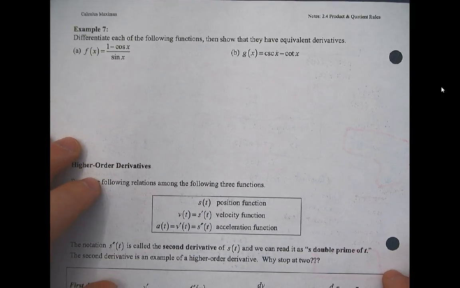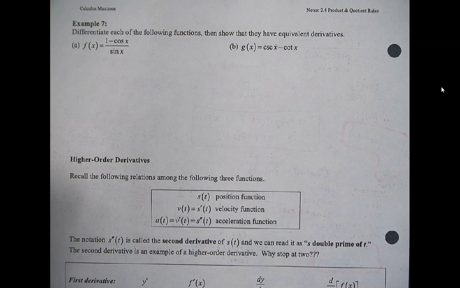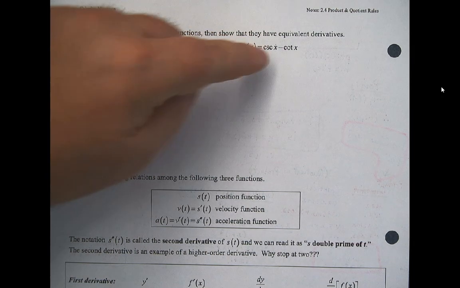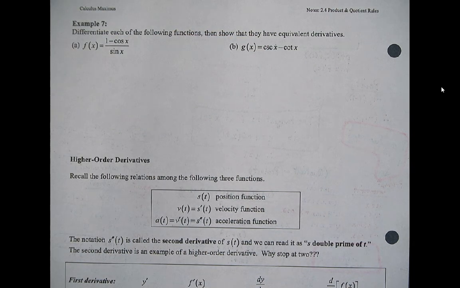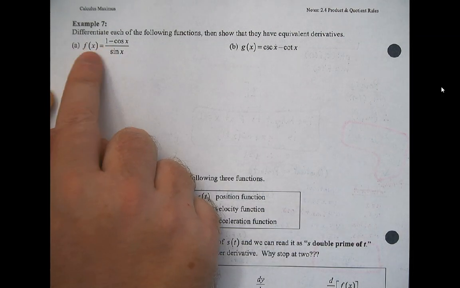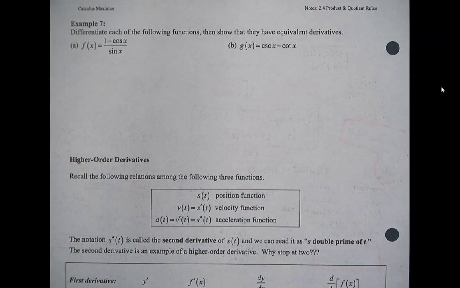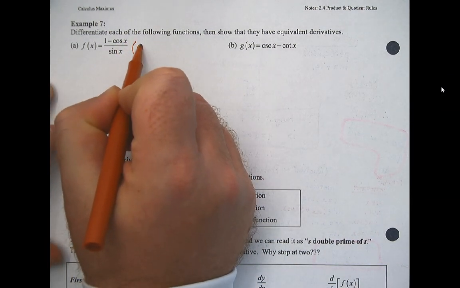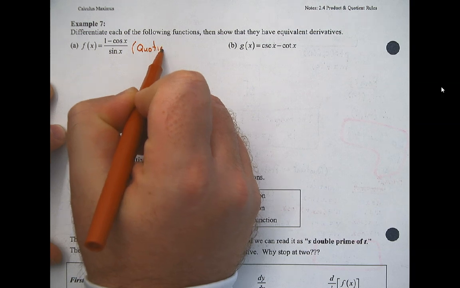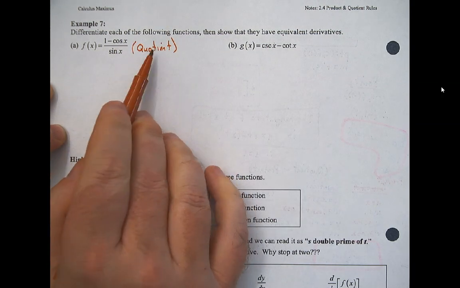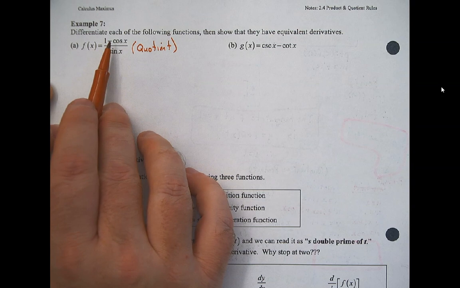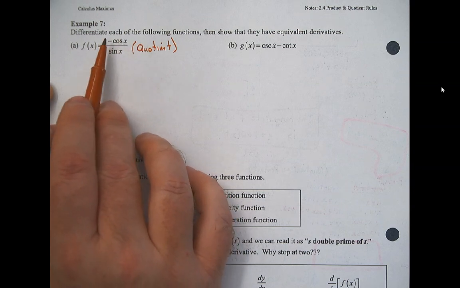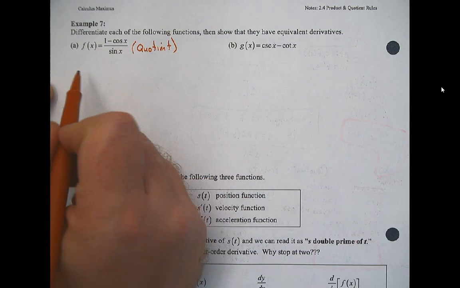All right, differentiate each of the following, then show how they have equivalent derivatives. So they're saying that these two things actually have the same derivatives. Well, let's go ahead and derive this. So pause it. We've had enough practice. Pause it and derive this. Okay, overall, this is a quotient rule. Now, technically, it's a quotient with a sum, but I don't talk about the sum or difference rules unless it's the overall rule. So this is a quotient rule.